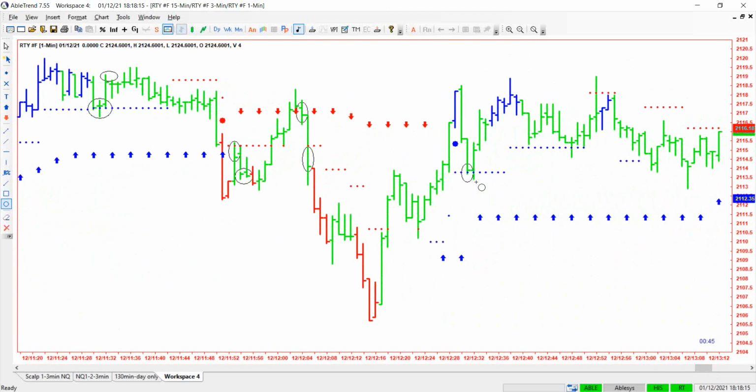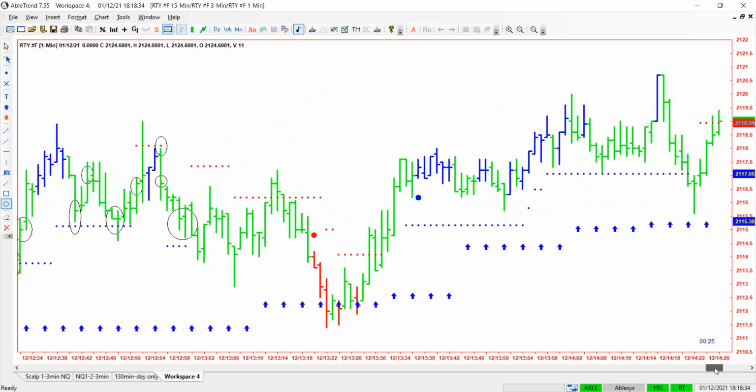Hit the blue dot. Today was a great day for the mini Russell on the scalp chart. 1 minute later, you got your 1 point, winner, 50. Hit another trade right here, winner. Hit the blue dot. 2 minutes later, winner. Hit the red dot, closed under it. 1 minute later, another winner. Just a big time day today, scalping the Russell. And then you just, same thing all day long.